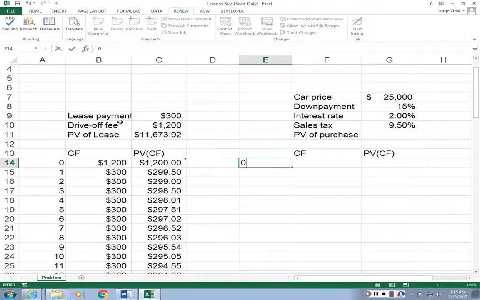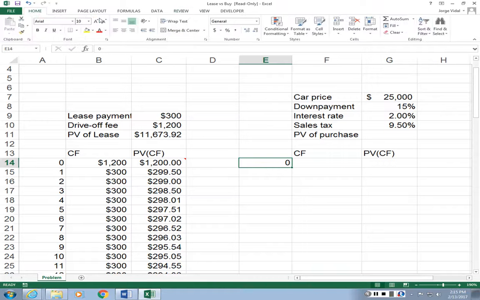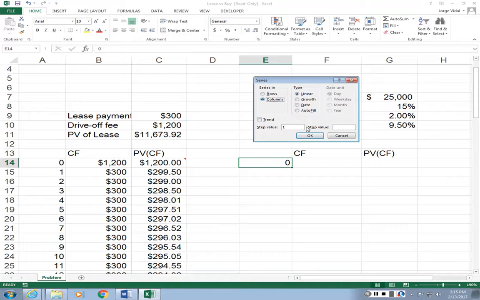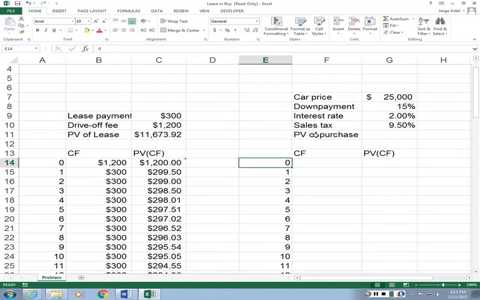If you want, we can do this again. 0, and then home, fill series, column. To make it comparable, let's use a 3-year loan. So it will be 36 months as well. You can do 5-year loans, but now, what's going to be the cash flow that happens today if you go with buying the vehicle instead of leasing?